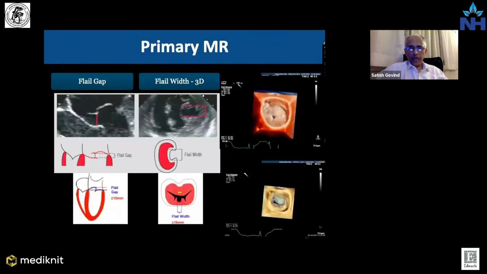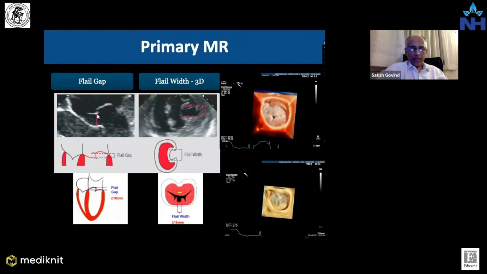So lastly, coming to the last few slides. So this is the primary MR here, and a few points when it comes to primary MR. So here you have the degenerative valve, so they are more likely to prolapse and have a flail. So here the Mitraclip can be done, provided the measurements are within the acceptable limits. So this is the flail gap here.